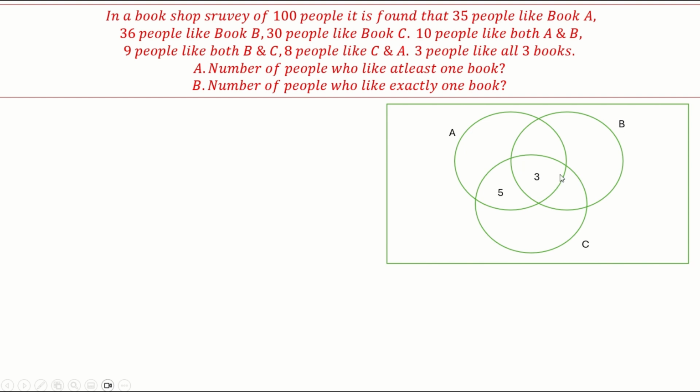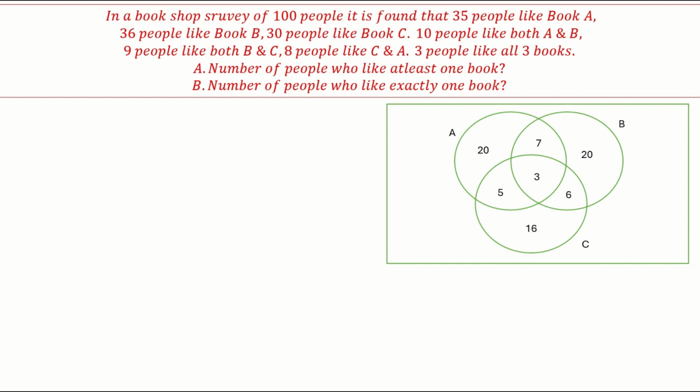That's what he's trying to tell when he said 8 people like C and A. But out of that, 3 are already in the center. So 5 people here. Similarly, 9 people like both B and C. So 9 minus 3, which is 6 here. And then 10 people like A and B. So 10 minus 3, which is 7 here. Now we go to the individual ones. 30 people like C, correct? So 30 minus 14, which is 16 here. And then 36 people like B. So 36 minus 16, which is 20. And 35 people like A. So 35 minus 15, which is 20 here.